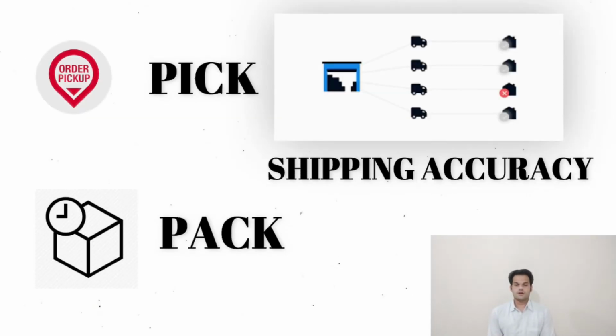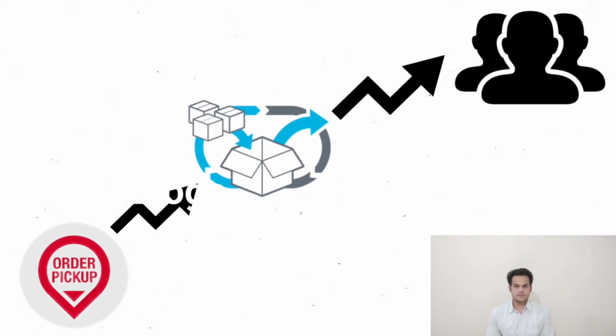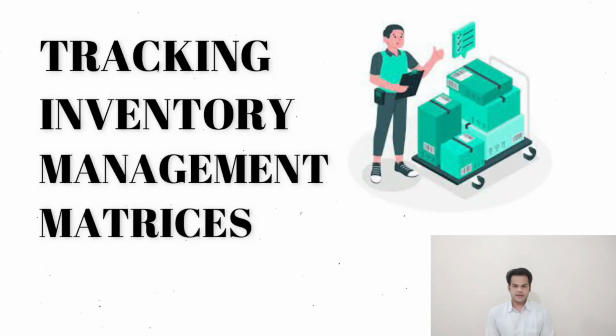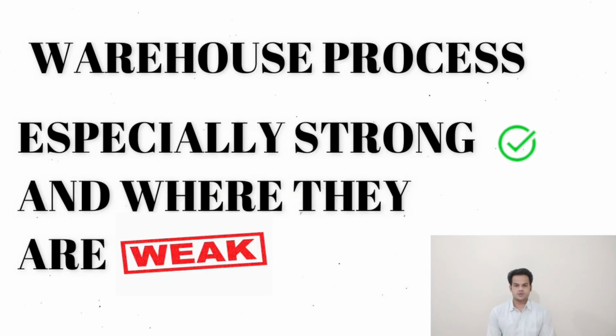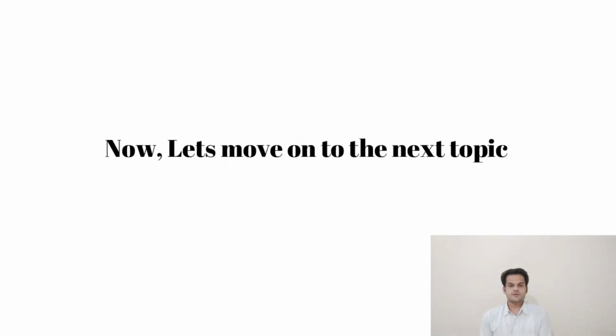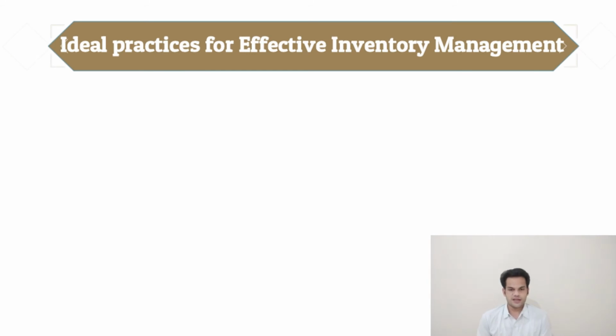Sixth one is the order pick, pack, and ship accuracy. Pick, pack, and ship is the process of locating inventory as well as packing the ordered items for shipment to fulfill customer orders. Tracking these inventory management metrics can reveal where your warehouse processes are especially strong and where they are weak. Now let's move on to the next topic of ideal practices to perform for effective inventory management.